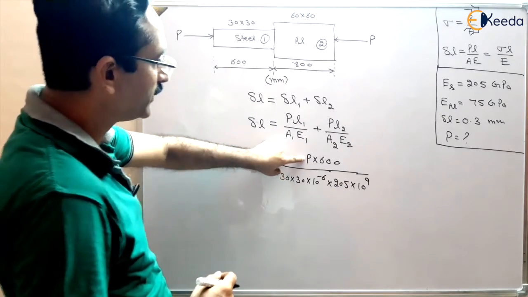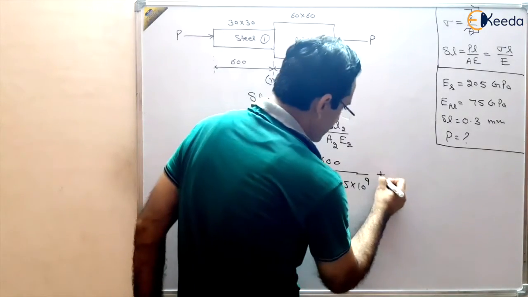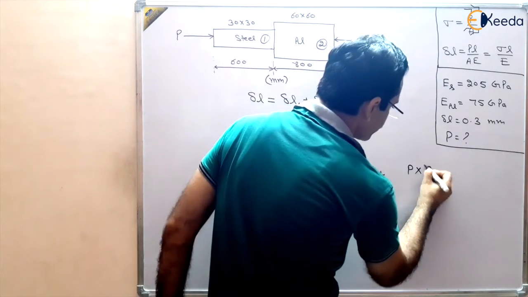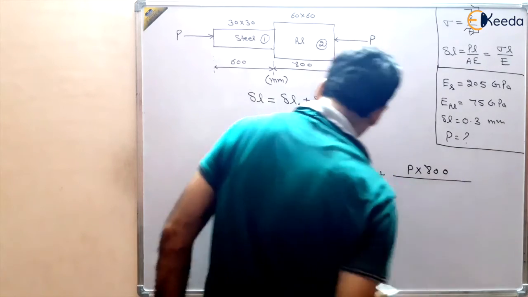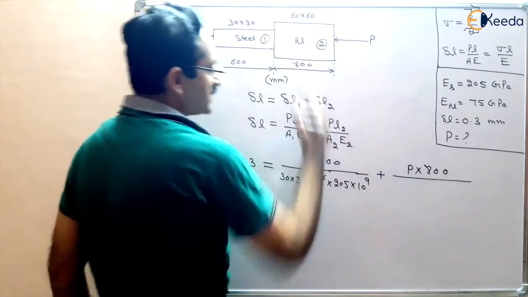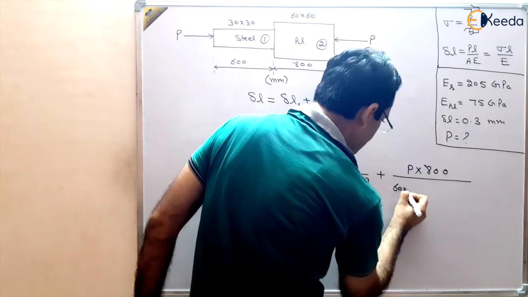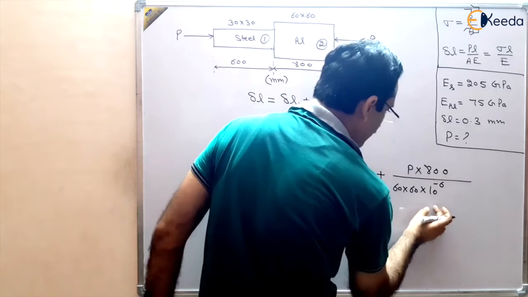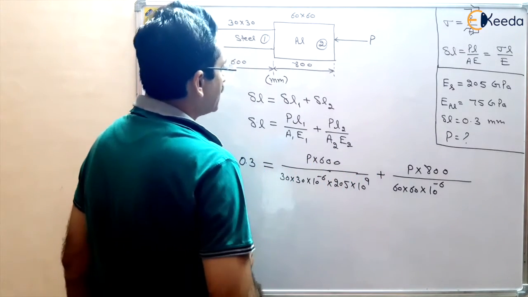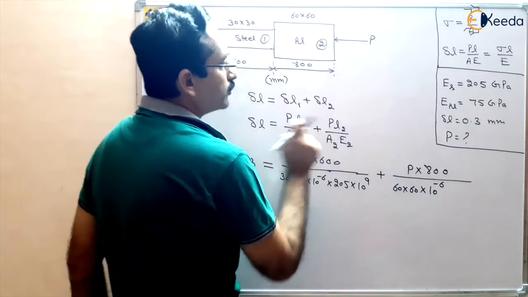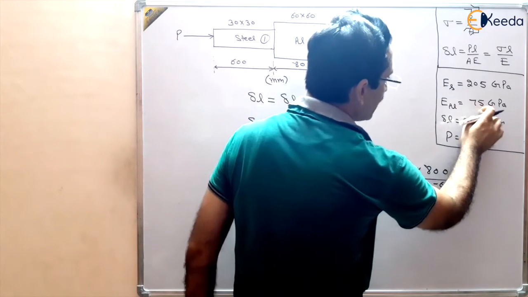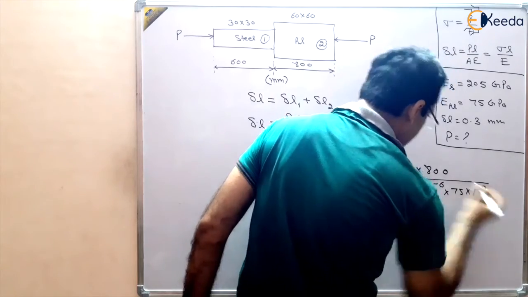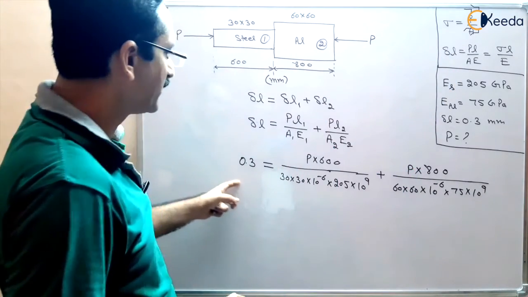Plus P multiplied by length L2, 800 mm, divided by area 60 by 60 millimeter square converted into meter square, so you multiply by 10 power -6, and E2 for aluminium is 75 gigapascal, 10 power 9. So this is our equation.